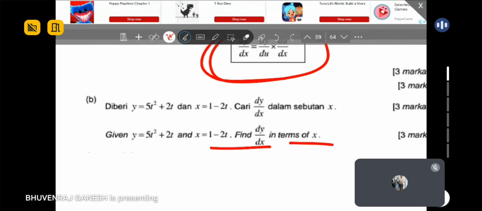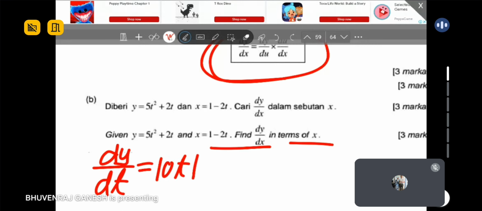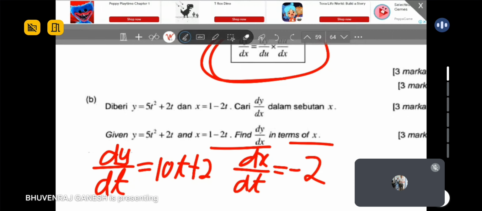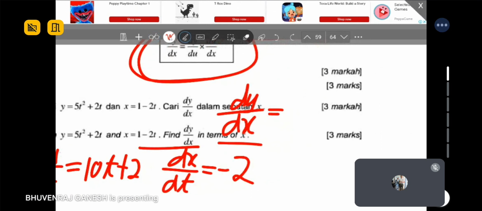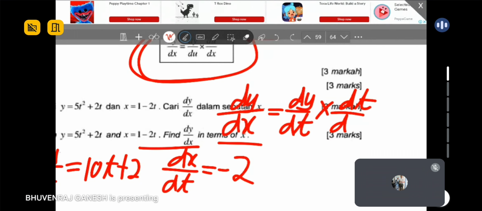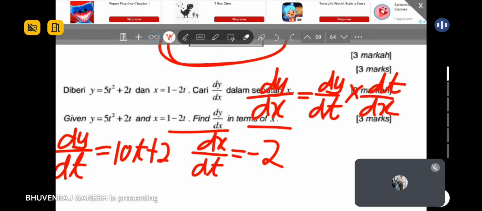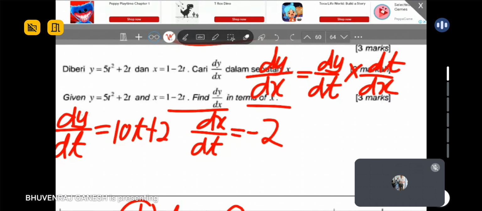Okay, so now 11B. They ask you to find dy over dx. Okay, so means that kamu kena bezakan lah dulu. Okay, so dy over dt equal to 10t plus 2. Okay, dx over dt equal to negative 2. Okay, so how to find dy dx? Senang lah. Chain rule. So dy over dx equal to dy over dt times dt over dx. Okay, but then kamu kena lihat soalan dia nak dalam sebutan x. Okay, they want your answer in terms of x. Okay, so means that kamu kena tukar sikit. Okay, you must change a bit.